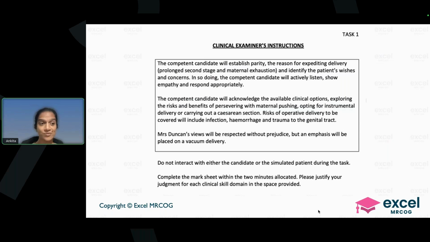So yes, this is what is important. Know what the station is. So do not confuse. You have to be very sure what the station is.